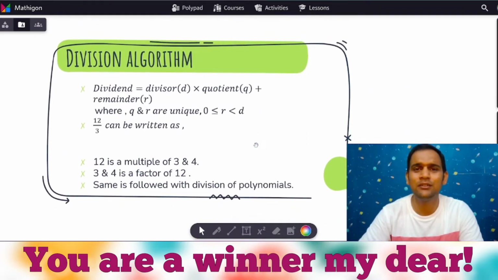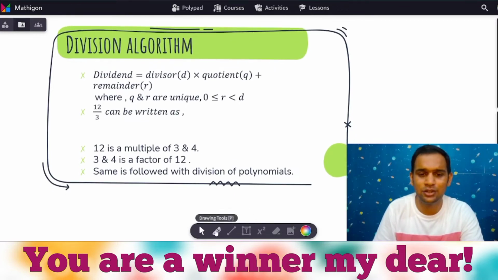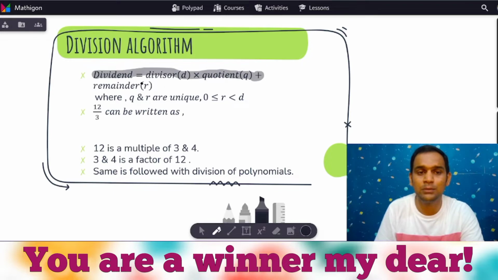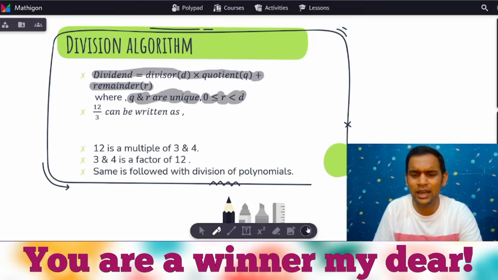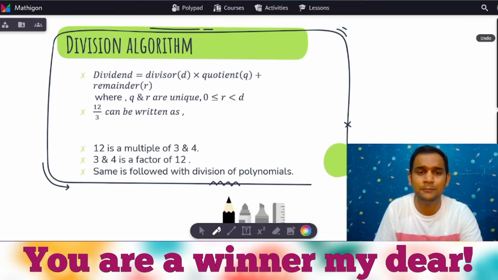So first of all, a quick revision on the division algorithm. As I mentioned, dividend is equal to divisor times quotient plus remainder, where small d is denoted for divisor, q is denoted for quotient, and r is for remainder. Here q and r are unique, and 0 is less than or equal to r, which is less than d. Now, what's the meaning of that?